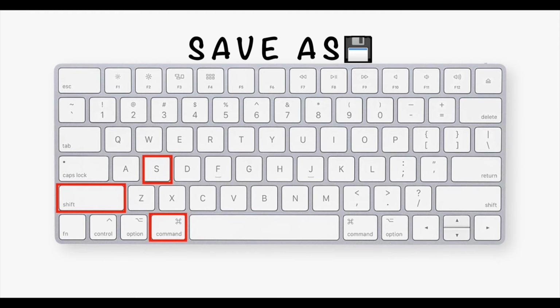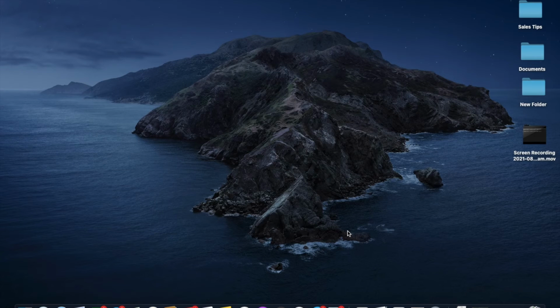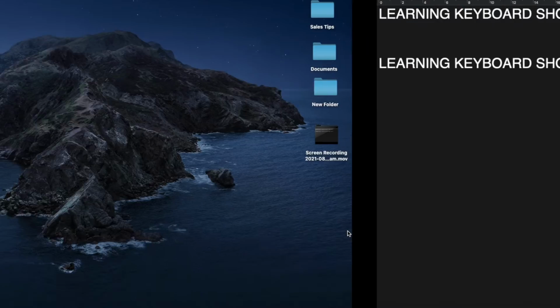To be able to save as a document or a file, to name it whatever you want, all you have to do is press Command and Shift and S. To print, super easy. All you have to do is press Command and then the letter P. So let's try both those shortcuts.